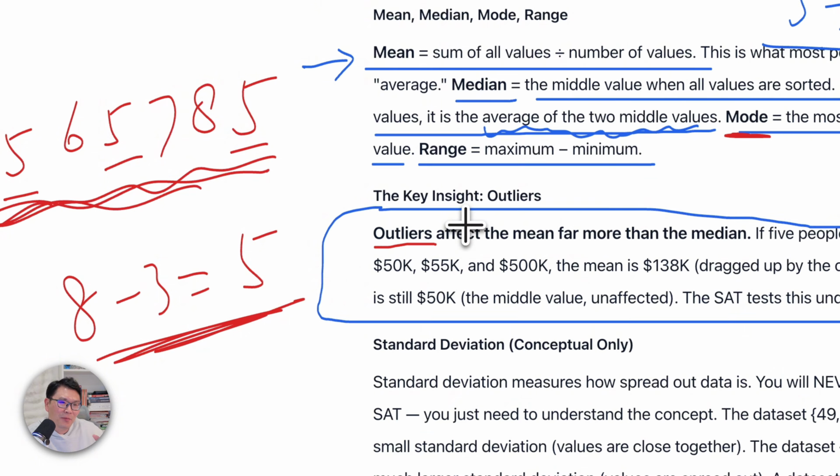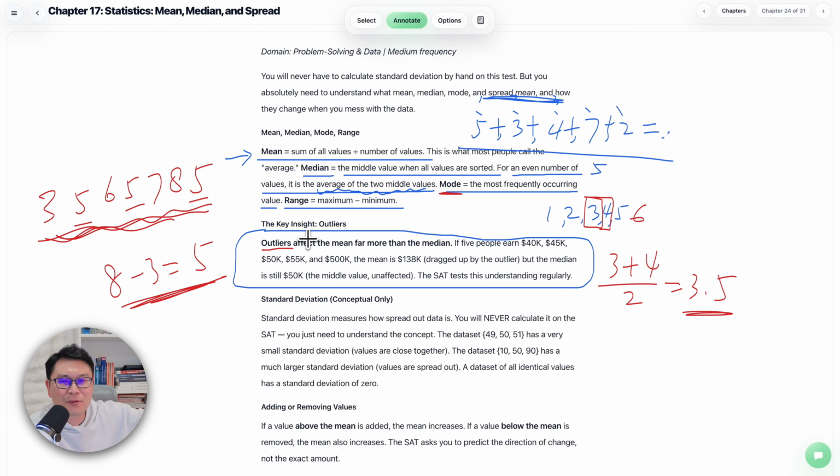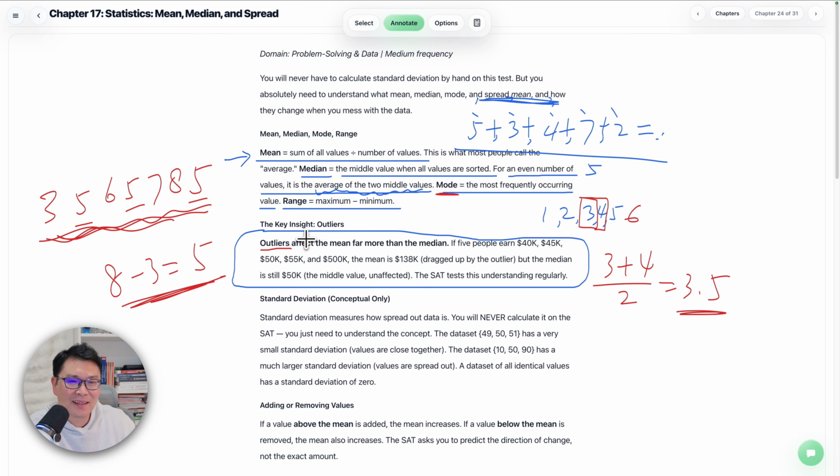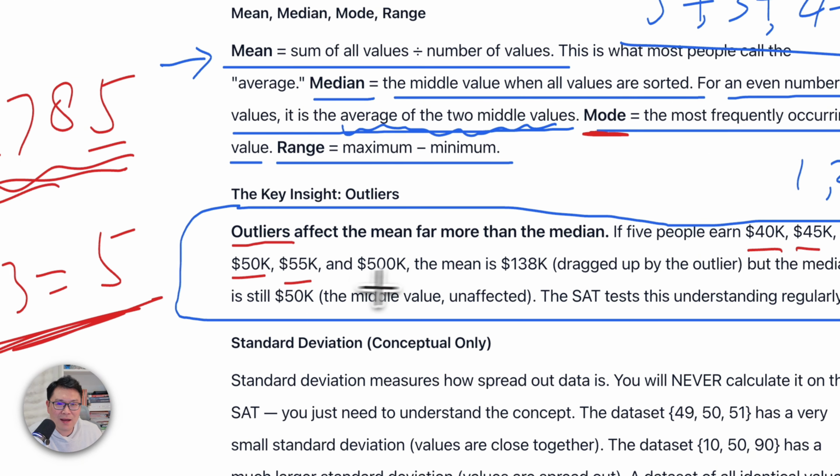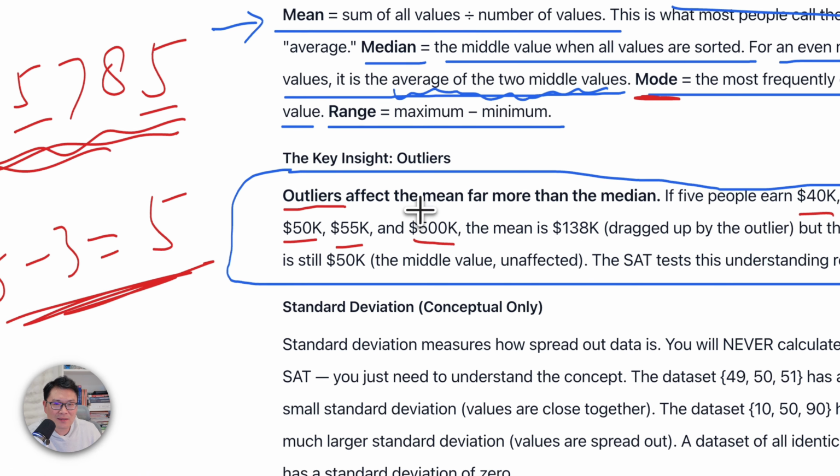An outlier is a number that stays away from the group for the longest distance, right? In this case, you have 40, 45, 50, 55, and 500. That's way away from these smaller numbers. So this is the outlier.